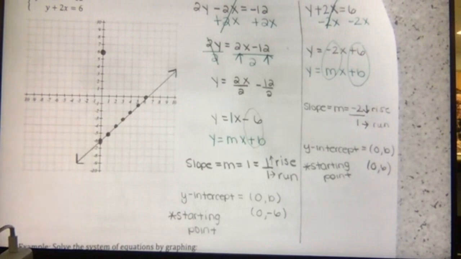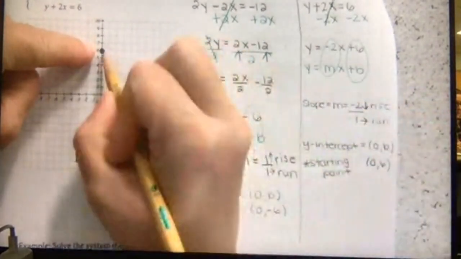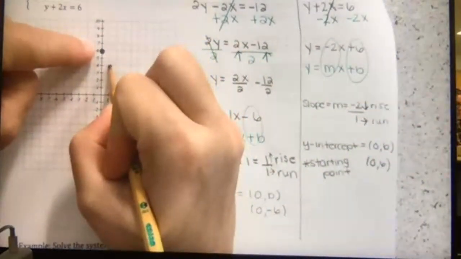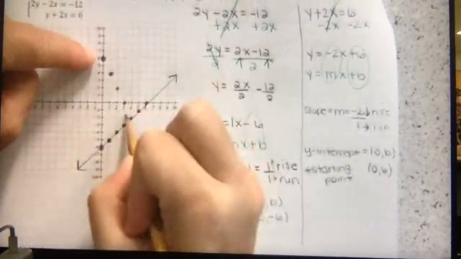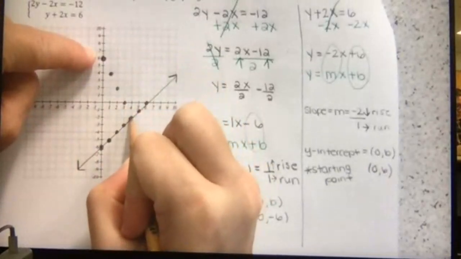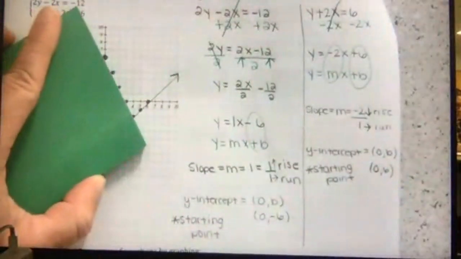So once we start at 0, +6, I can use my slope to find another point. My slope says from that point, go down 2, right 1. Down 2, right 1, repeated. Boom, they cross right there. So let's connect the dots.